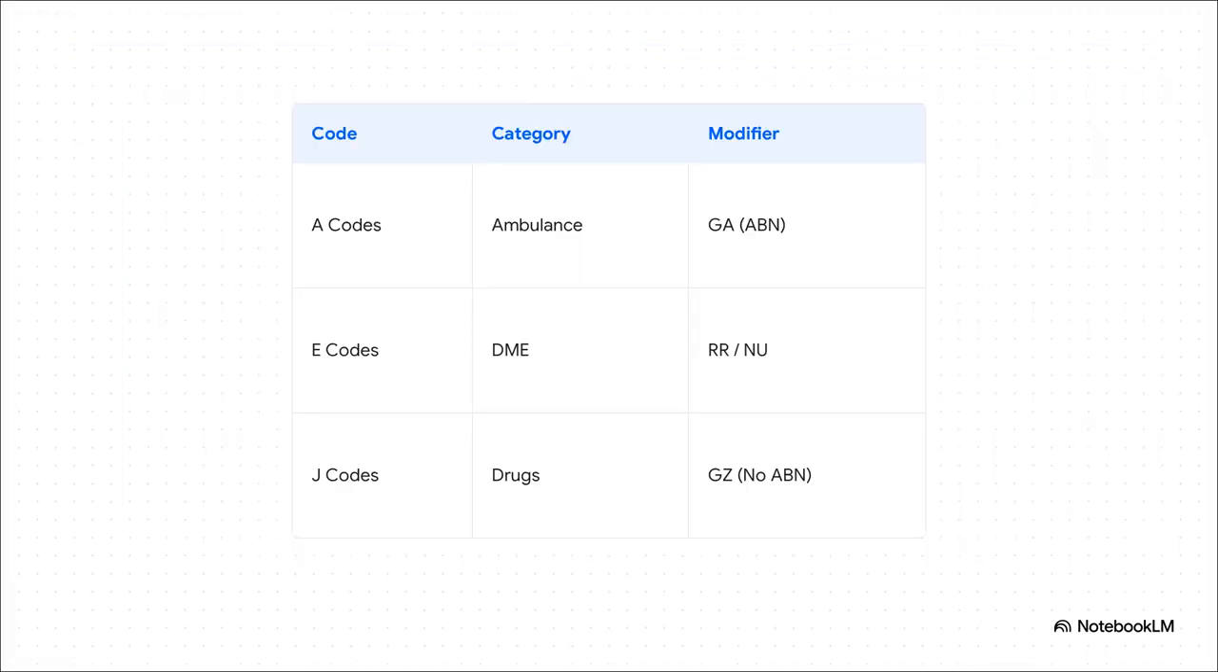All right, let's bring this all together into an ultimate, totally screenshot-worthy cheat sheet. We've stripped away all the fluff for you here. Memorize your A's, E's, and J letters. Lock down those NU, RR, GA, and GZ modifiers we just talked about. And remember those 3 strict criteria for DME. If you master just this one table, you are going to snag some serious points on exam day.